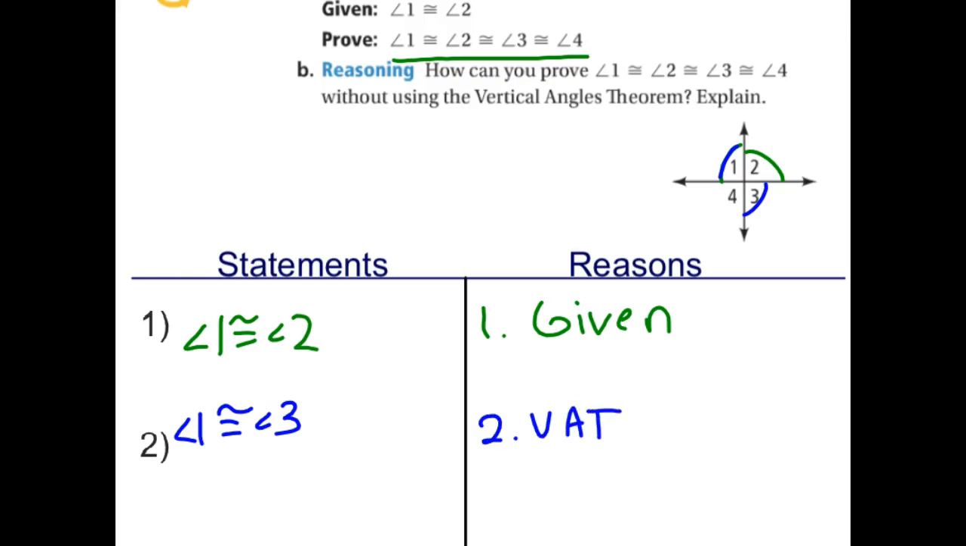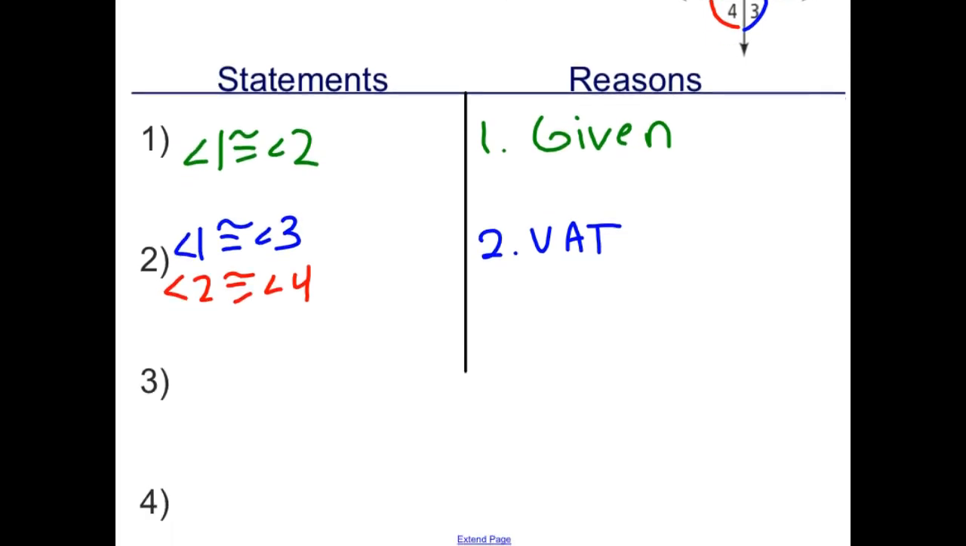Now what you want to think about in this line, is there anything else that's also congruent by the vertical angle theorem? Well, I've got 2 and 4. So maybe I say angle 2 is congruent to angle 4 as well. That would be a good start. Okay. Well, my goal is to say everything is congruent to everything. And so here's the thing. So far I've said 1 is congruent to 2 and 1 is congruent to 3. What I haven't said yet is that 1 is congruent to 4. So that's probably what I want to say next.